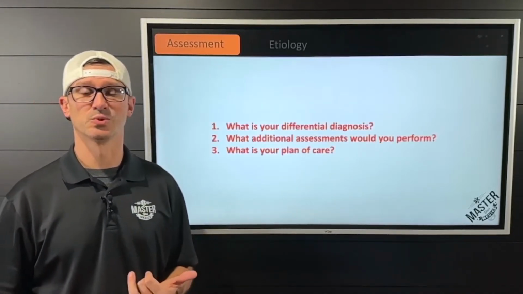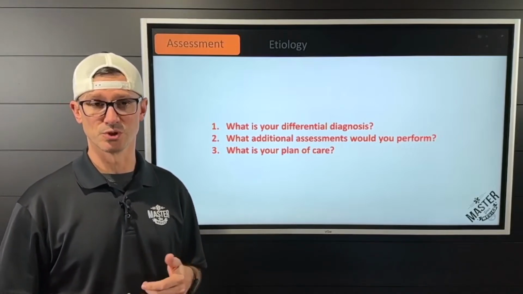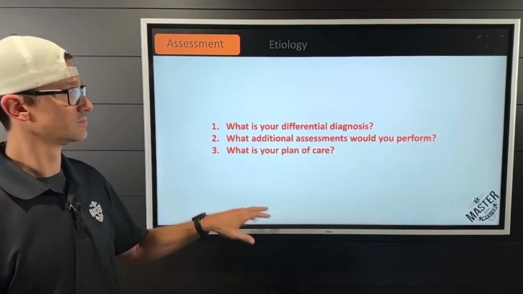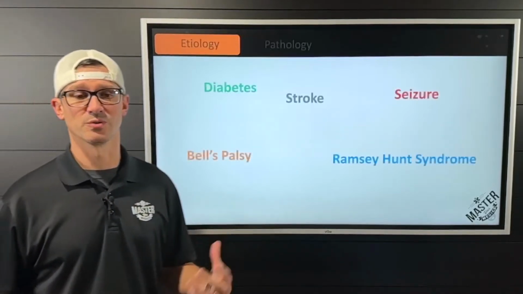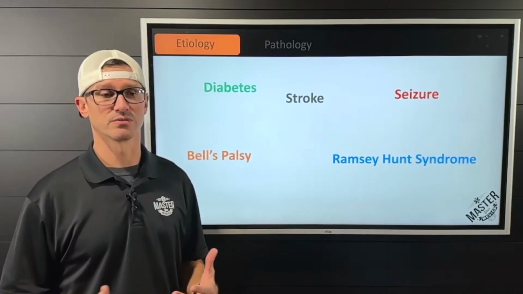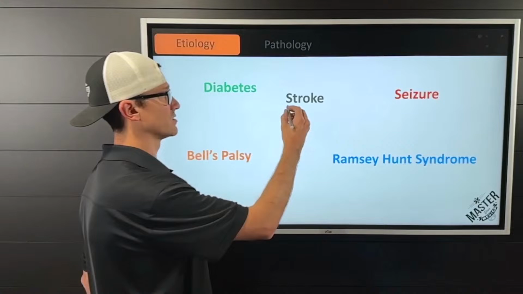So you're asked, what is your differential diagnosis? What additional assessments would you perform? And overall, what's your plan of care? We'll start with what our differential diagnosis would be. We're dispatched to a stroke, presenting with some stroke-like symptoms, so we're kind of starting there.